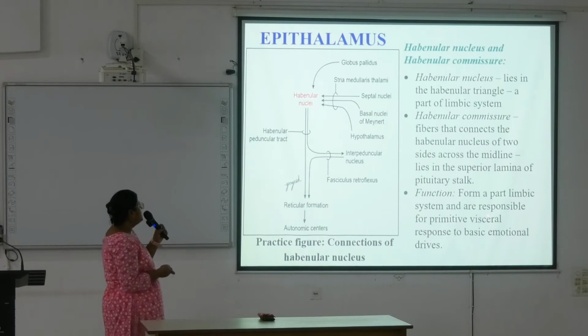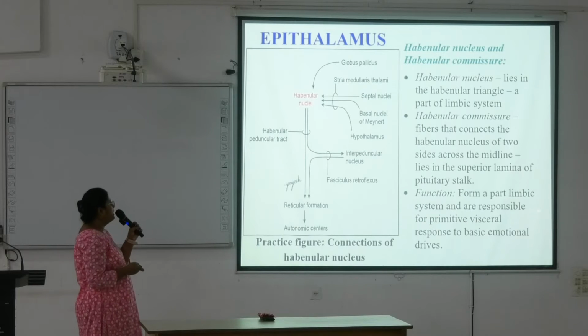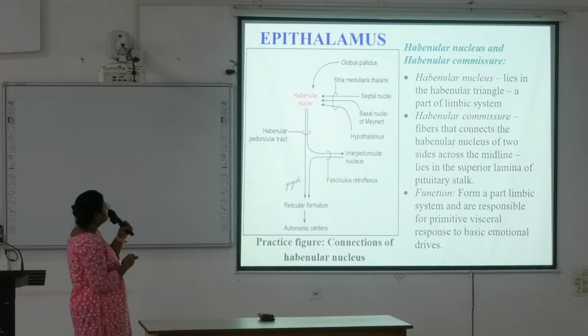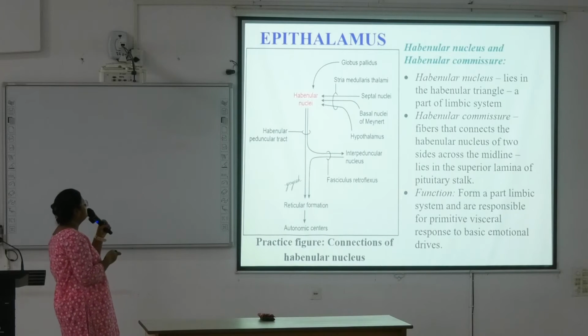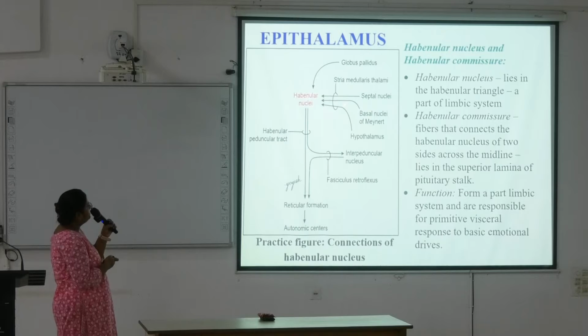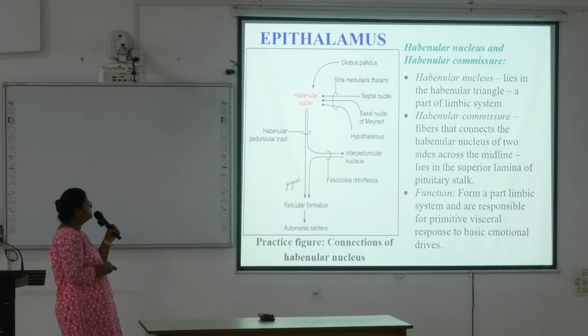What are the functions? It forms a part of the limbic system and is responsible for primitive visceral responses to the basic emotional drives. You can see in this diagram, it gets afferents from the hypothalamus, basal nuclei of Meynert, and septal nuclei via the stria medullaris thalami, and also from the globus pallidus. The efferents go to the interpeduncular nuclei, the reticular formation and different autonomic centers.